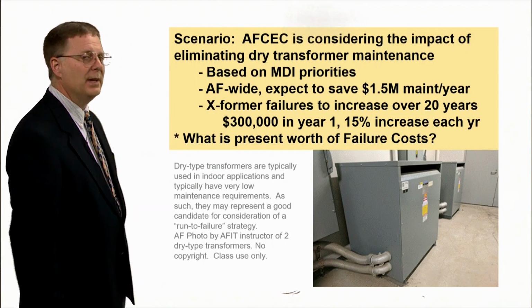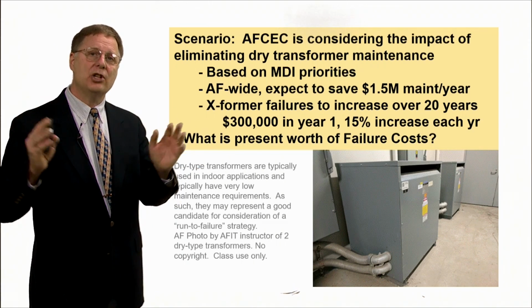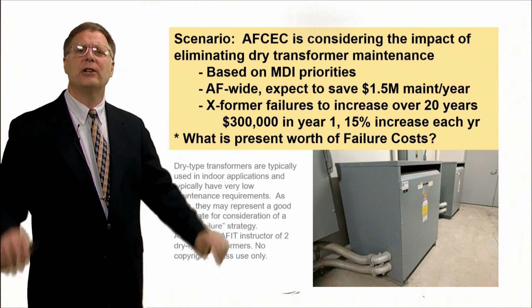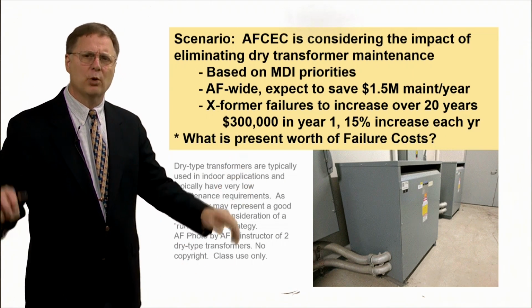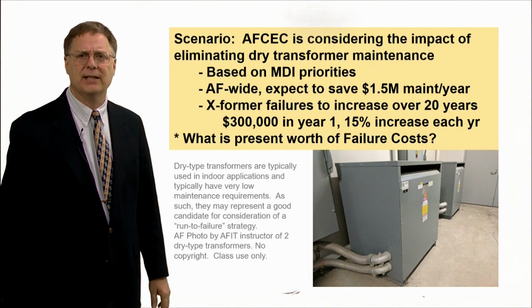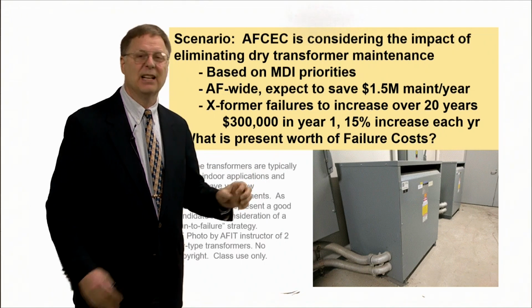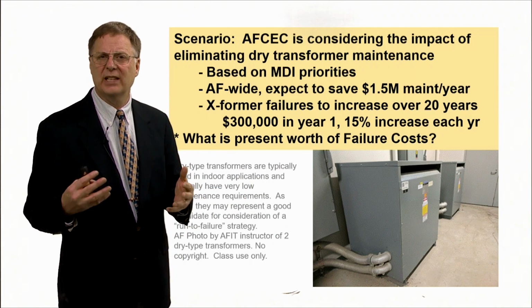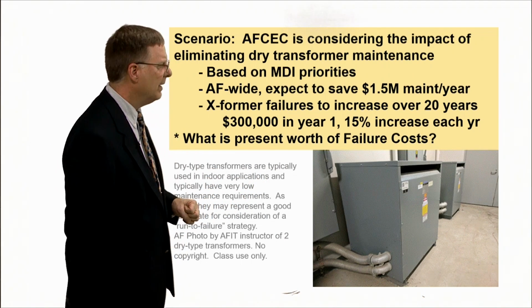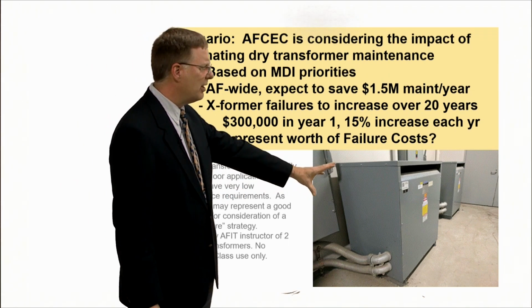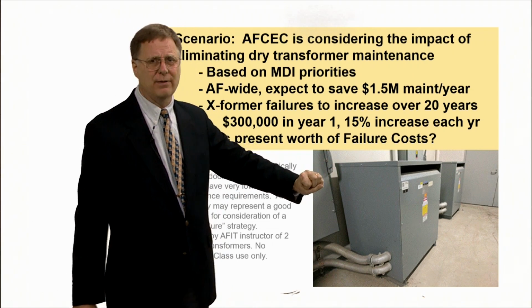So here's an example. AFCEC is considering at a strategic level, let's eliminate dry transformer maintenance. We will not do any more dry transformer maintenance out there. What a dry transformer is, it's a transformer that doesn't have an oil-based cooling system or coolant in it. And pretty much they're inside of facilities. They generally have very low maintenance anyway.